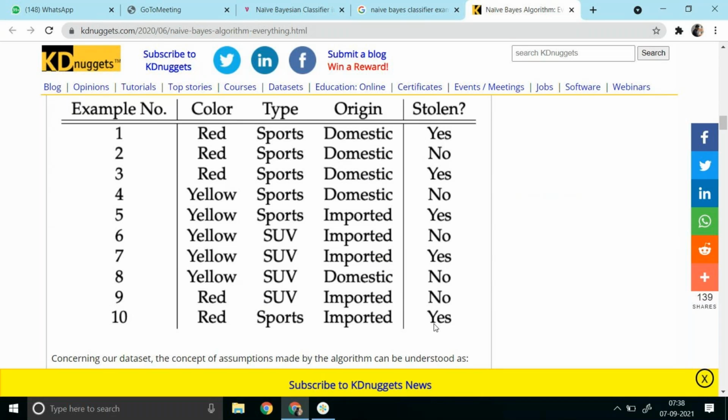Good. Now go to type. First do it for sports. For yes, for sports: 1, 2, 3, 4. So 4 of 5 for sports. And SUV? First do sports for no also. For sports, no, we have just 1 of 5.